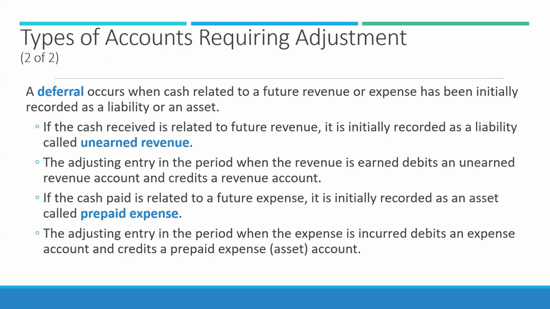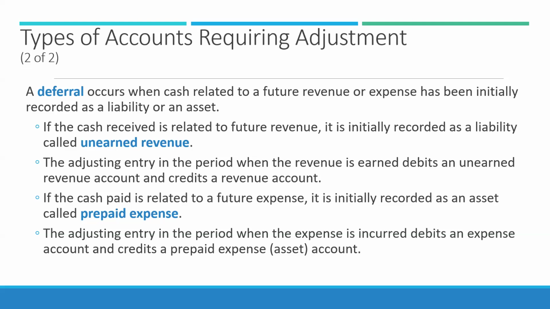So that we've got accruals and now we have deferrals. A deferral occurs when cash related to a future revenue or expense was initially recorded as a liability or an asset. If the cash received is related to a future revenue, it was initially recorded as a liability. I call it deferred revenue or unearned revenue. In other words, we received the cash, but we didn't do the work yet.